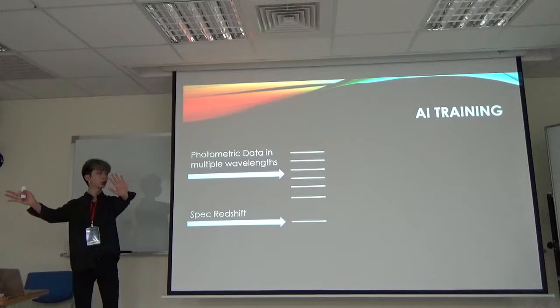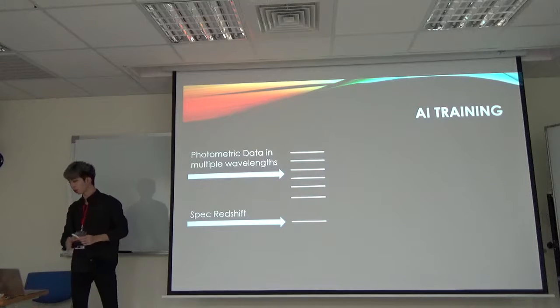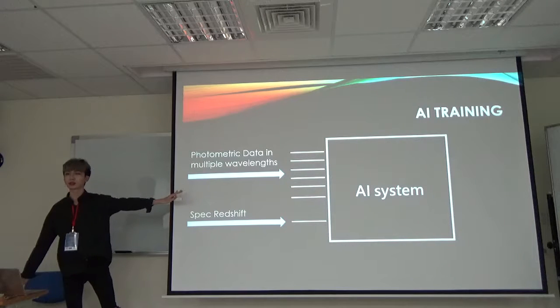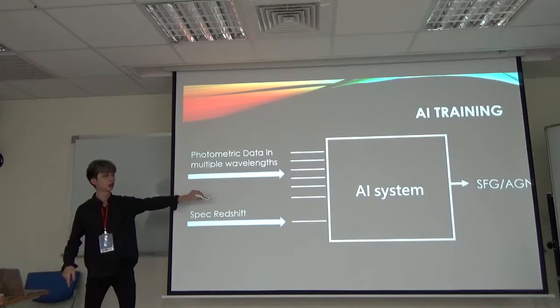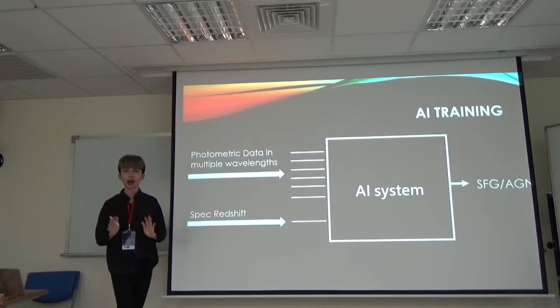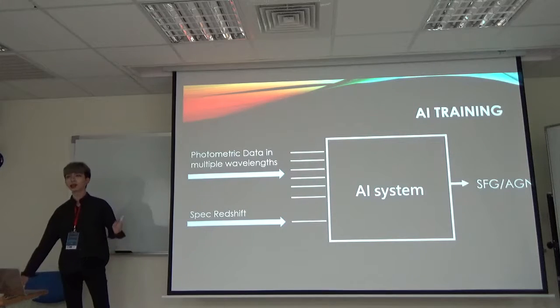So while we are training, we input the photometric data and spectroscopic redshifts, and let them go through our AI system, the baby AI system, and let it do the classifications. But apparently, it is impossible for the AI to achieve the correct results at the beginning. So we need a process of training.